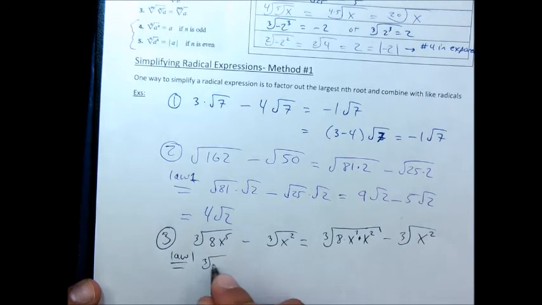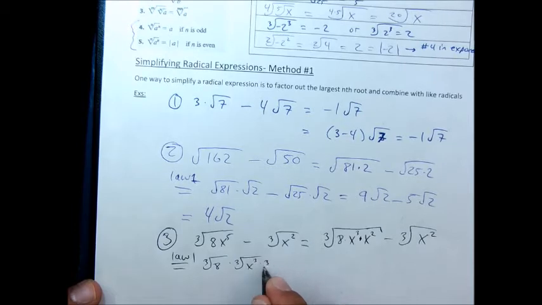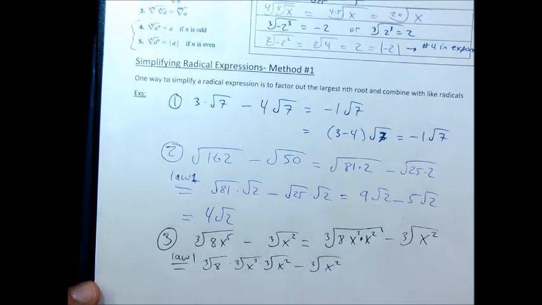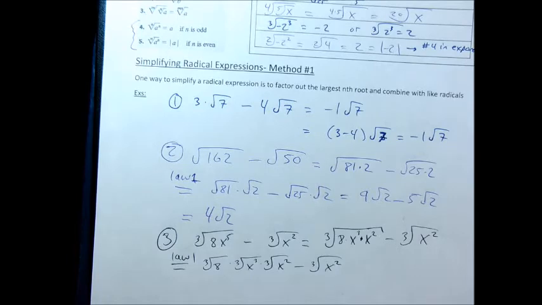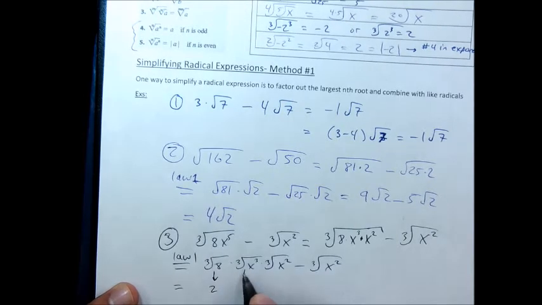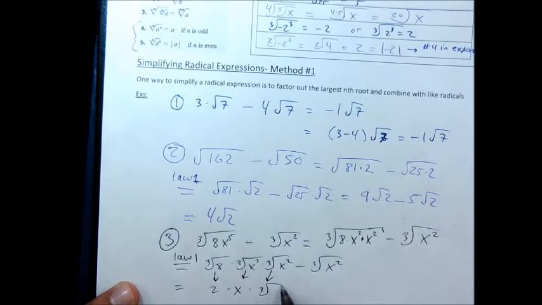So we can get the cube root of 8 times the cube root of x cubed times the cube root of x squared. And we have values for the cube root of 8. We know that's 2, and we know that the cube root of x cubed is just x. And so those things simplify down. The cube root of 8 becomes 2, the cube root of x cubed becomes x, and then this one just gets repeated.